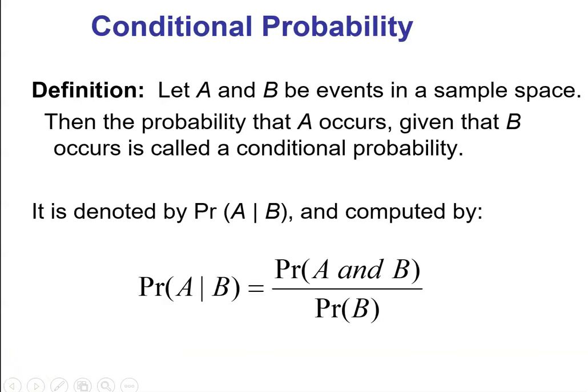Okay, so definition: let A and B be events in the sample space. Then the probability that A occurs, given that B occurs, is a conditional probability. So probability of A given B is the probability of A and B divided by the probability of B.